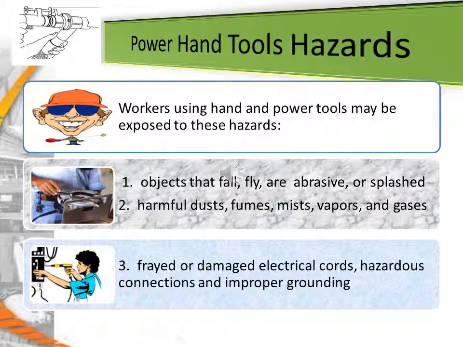Workers using hand and power tools may be exposed to hazards such as objects that fall, fly, are abrasive or splashed, harmful dust, mist, vapors, fumes and gases, frayed or damaged electrical cords, hazardous connections and improper grounding.